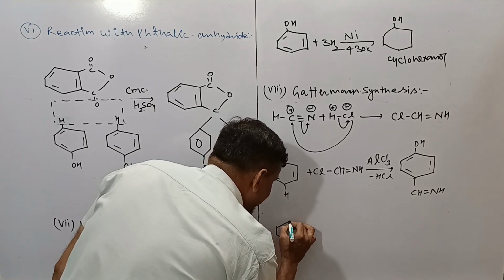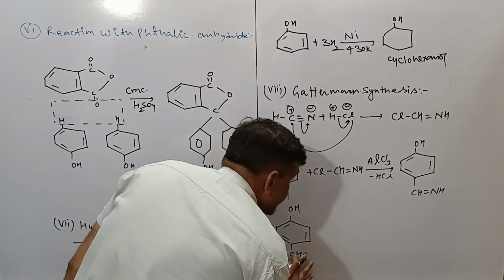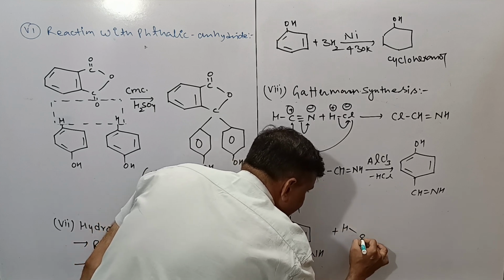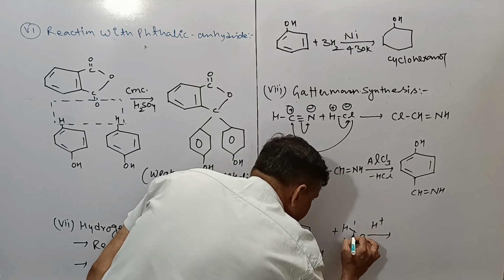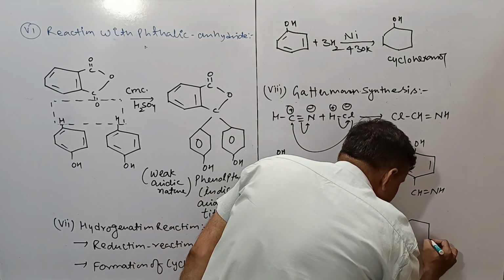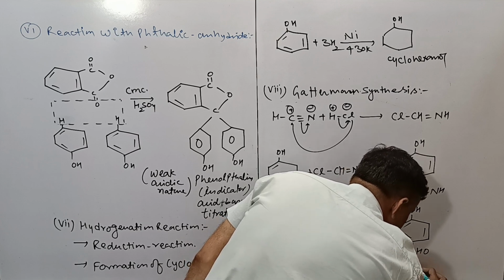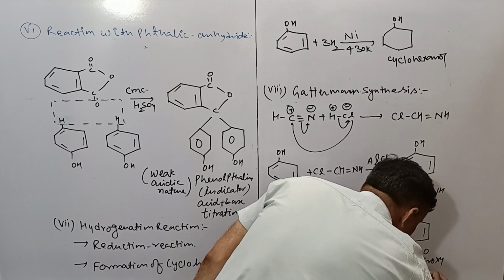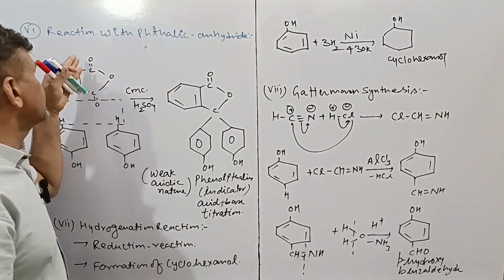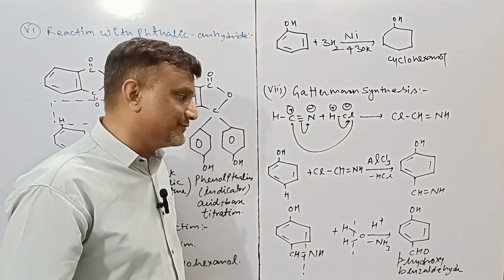Further, on acidified hydrolysis, this is the OH, this is the CH double bond NH. Here we will use acidified hydrolysis, in the presence of acid like this, removal of NH3, and here there will be formation of para as the major product. This is the OH and this is the CHO. This is called para hydroxy benzaldehyde. So this was about the eighth important reaction. We have discussed the reaction with phthalic anhydride, hydrogenation or reduction, and Gattermann synthesis as the formation of para hydroxy benzaldehyde.